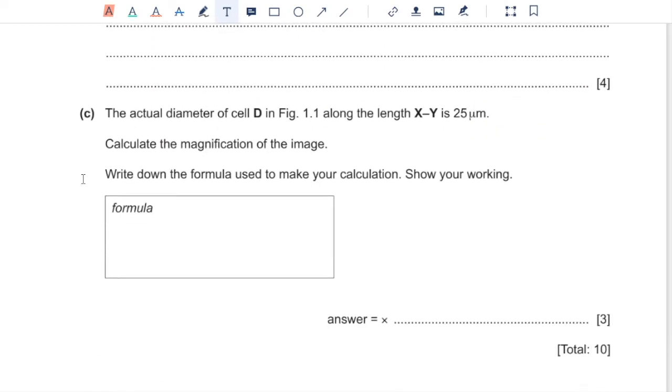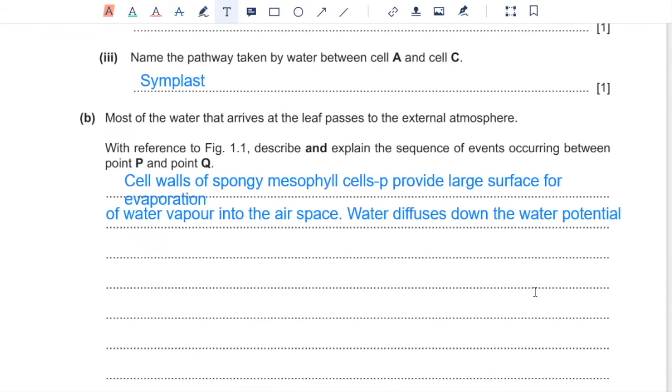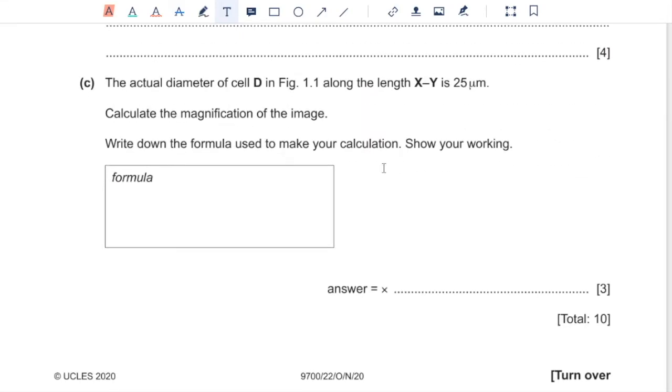The actual diameter of cell D in figure 1.1 along the length XY is 25 micrometers. Calculate the magnification of the image and write down the formula used to make your calculation and show your working. So you're supposed to measure this length XY in millimeters or centimeters and convert it to micrometers, which should be somewhere around 36 to 39 millimeters according to the mark scheme. And then you would multiply that by 1000 to convert to micrometers.